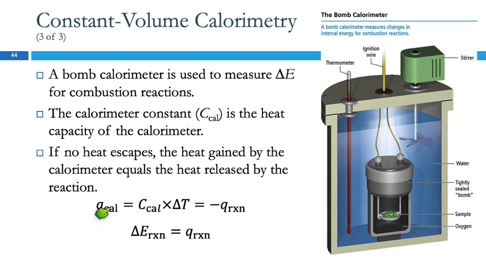So Q for the calorimeter is C for the calorimeter times delta T. We're using the calorimeter constant, which is the heat capacity of the calorimeter, because the mass of the calorimeter doesn't change. So you measure the constant for the calorimeter, and then you don't need the m and the c's. So delta E for the reaction is equal to Q for the reaction.